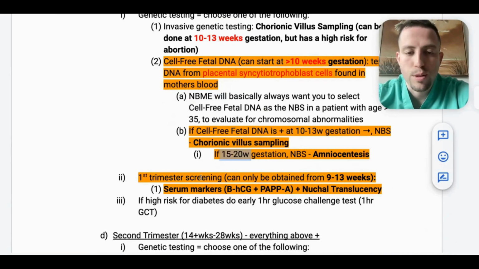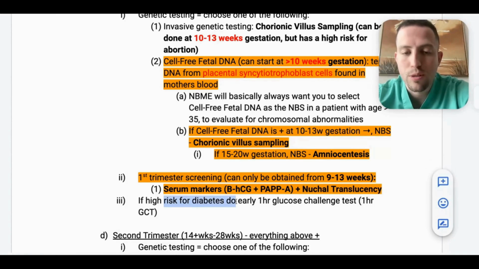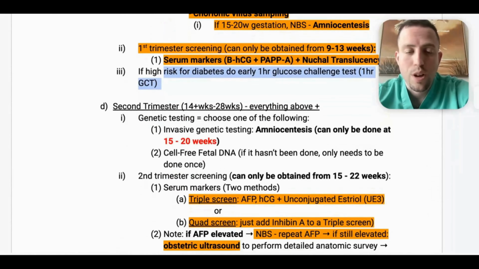For first trimester screening, you can only obtain this at 9 to 13 weeks of gestation. You want to check serum markers for beta-HCG and PAPP-A, and also look for nuchal translucency. If the patient is high risk for diabetes, do an early 1-hour glucose challenge test. That's also another option. So now moving on to second trimester. This is at 14 to 28 weeks.